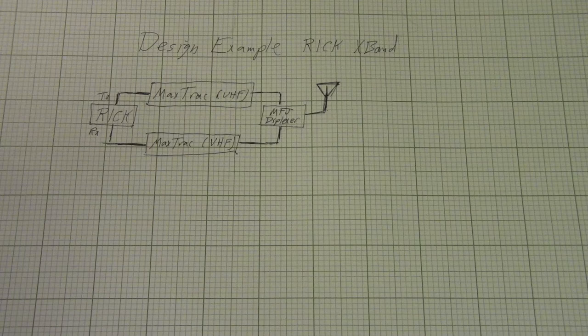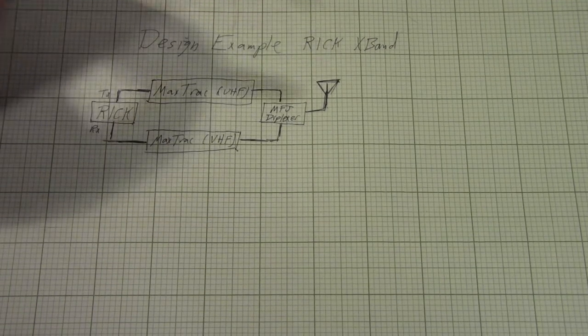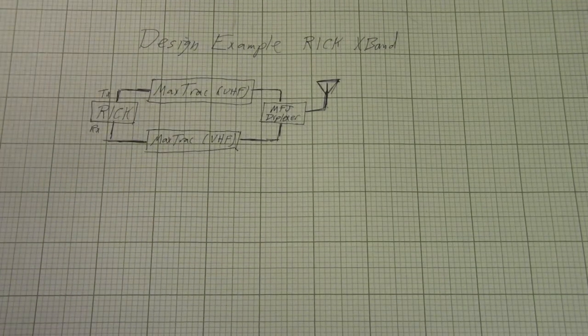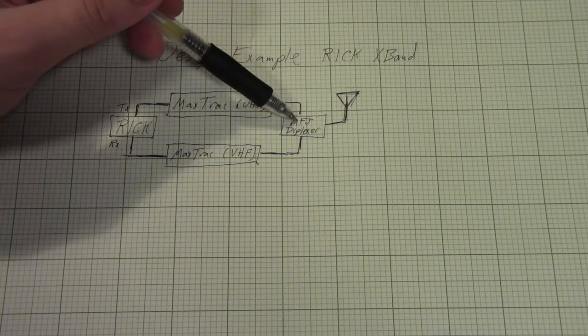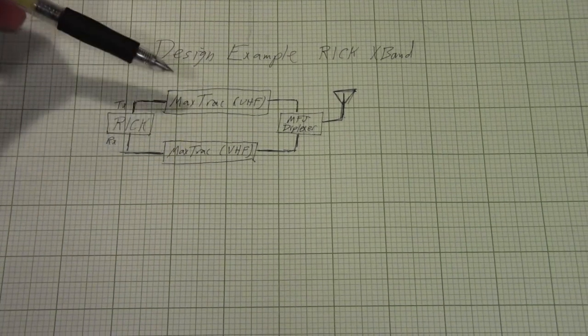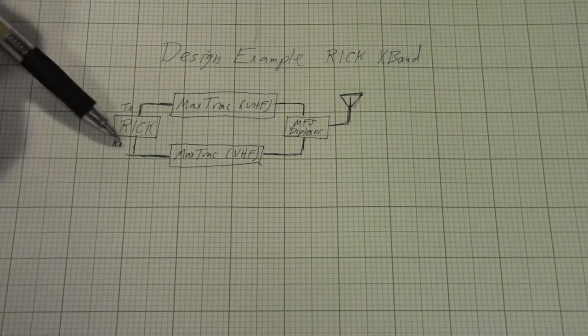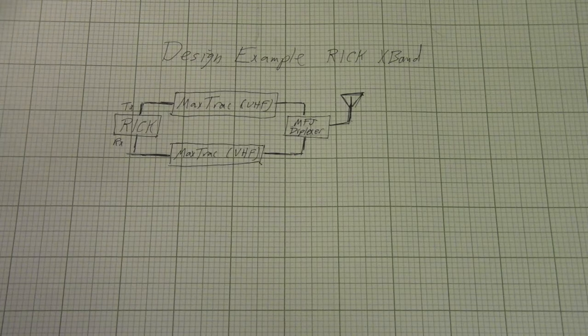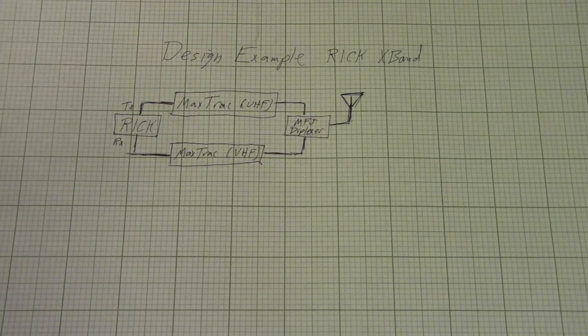Hey, this is Kenneth, and today let's do a repeater design example using a RIC, repeater interface communications kit, to build a bidirectional crossband repeater. The parts we're going to be using are an MFJ-916B diplexer, two Motorola Radius Maxtracs, one of them a UHF, one of them a VHF, and then a RIC as our controller.